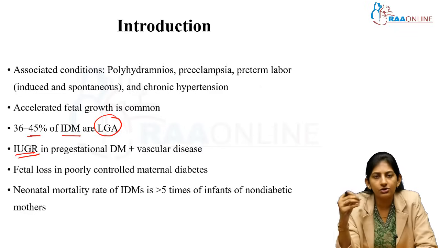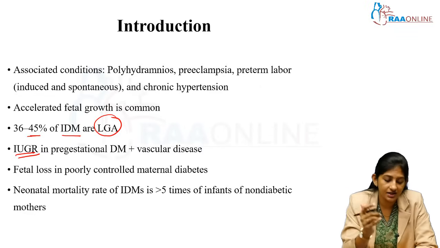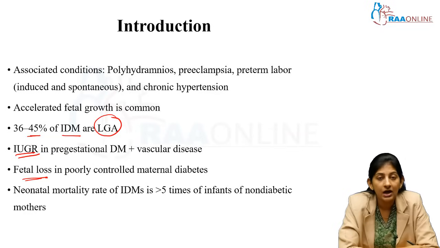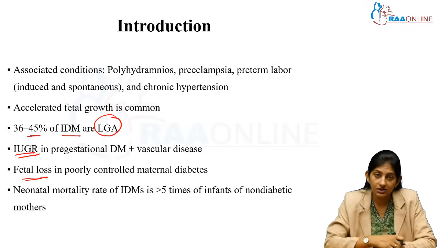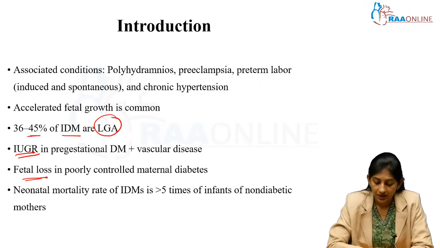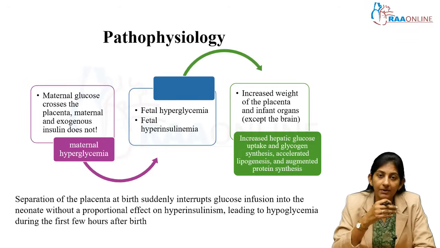And uncontrolled maternal diabetes, especially in the first trimester, can lead to recurrent miscarriages. So, fetal loss is also possible. And neonatal mortality, especially in the immediate first 28 days of life, is also higher in infants who are born to diabetic mothers. All these are important because we need to counsel the couple, right? So, let's get started with the pathophysiology.